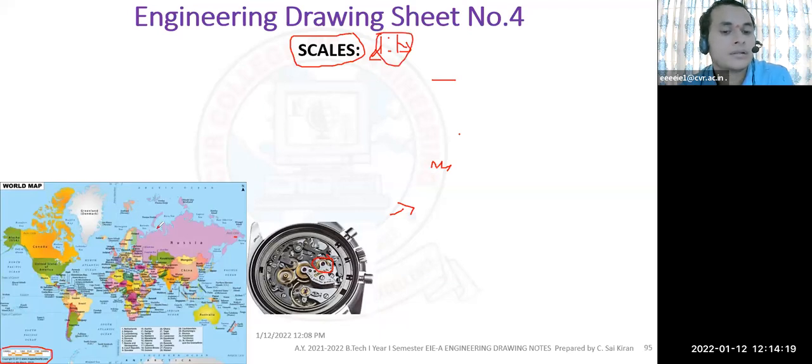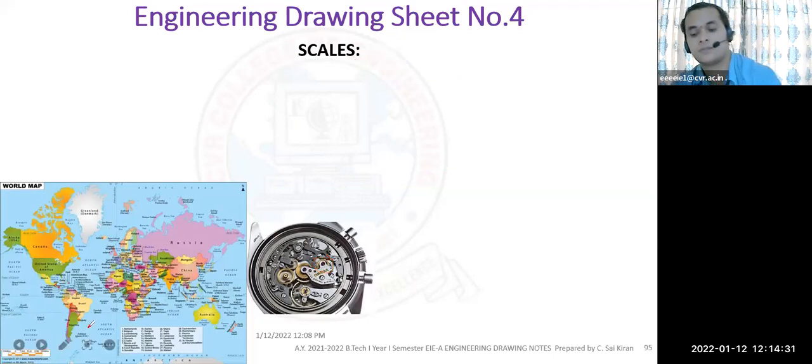If we are reducing, then the denominator will be a higher value. If I am enlarging, the numerator will be more. So this is the basic concept of scale. Whether the object has a higher dimension than your drawing sheet, or a very much lower dimension, you are able to draw by using the scale concept.